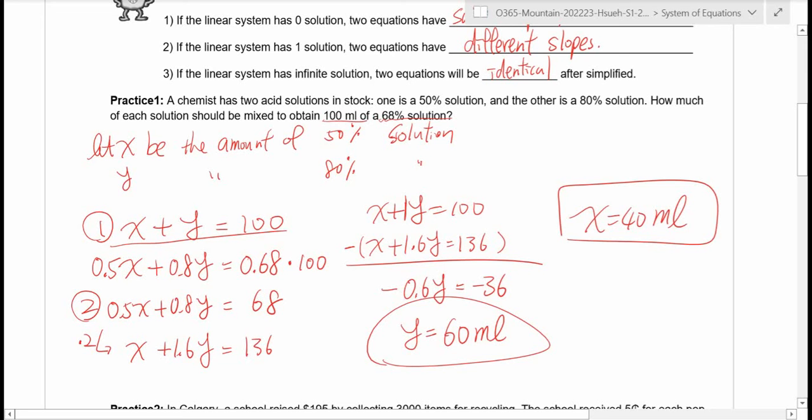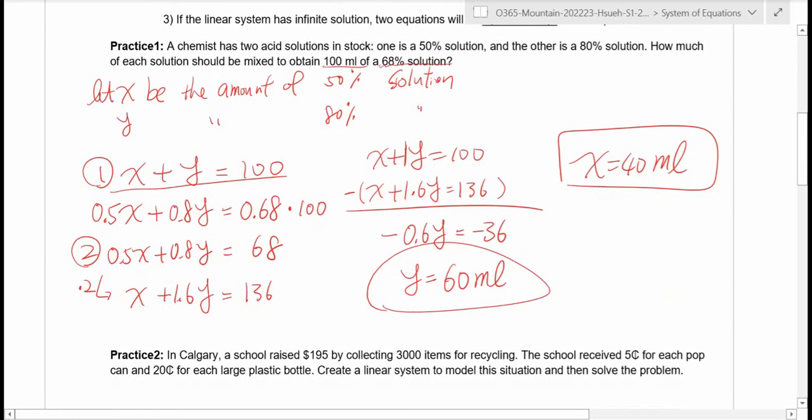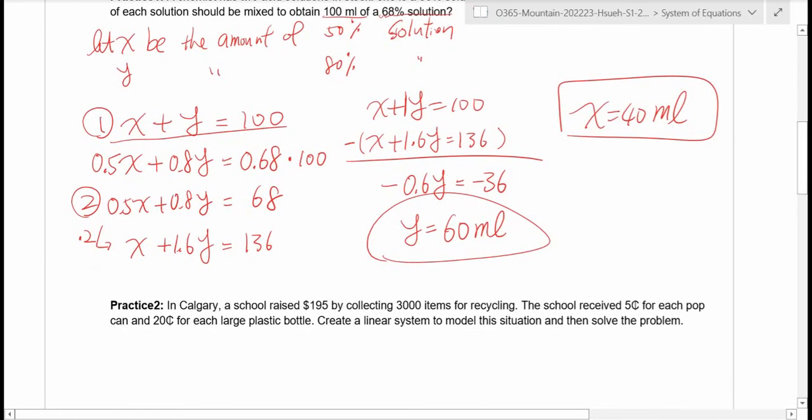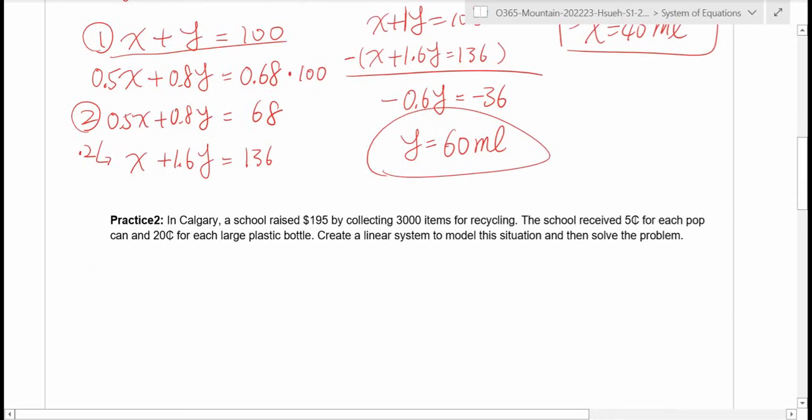Really, to be honest, there's nothing new here. This lesson is nothing new. It's just a bunch of word problems that we need to solve. So from this question on, I'm going to ask you to pause the video and try it yourself first. Try it, and then I'll show you how I would do it.